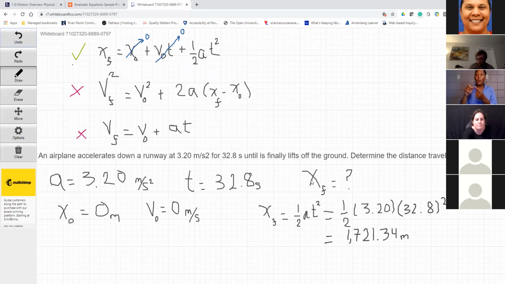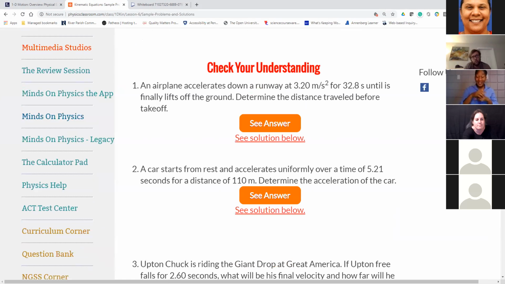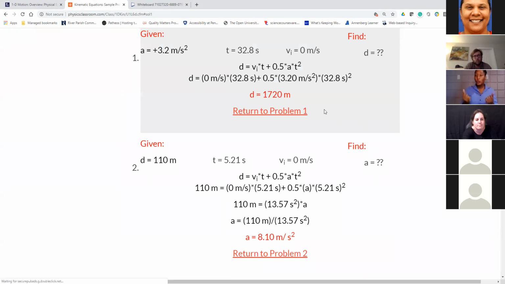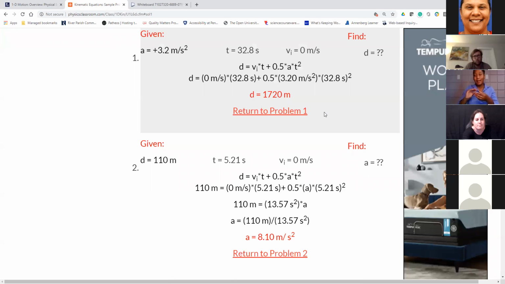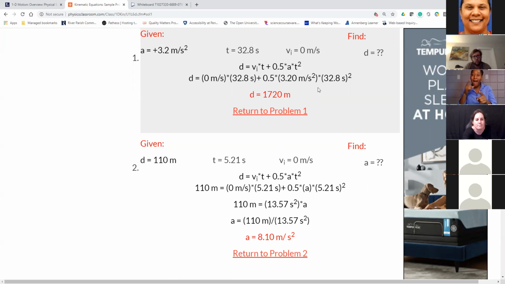Okay. So let's go and check ourselves and see if I got this one right. So I'll just go back to that, and I can simply see the solution. Okay, they round it off a little bit, but they got 1720. I got a little bit more because I didn't round off like that. It depends on where you round, at what point you round.